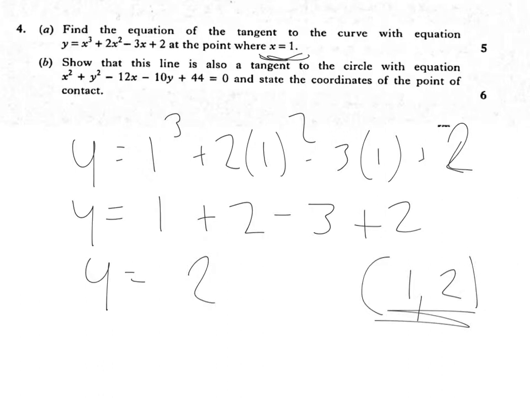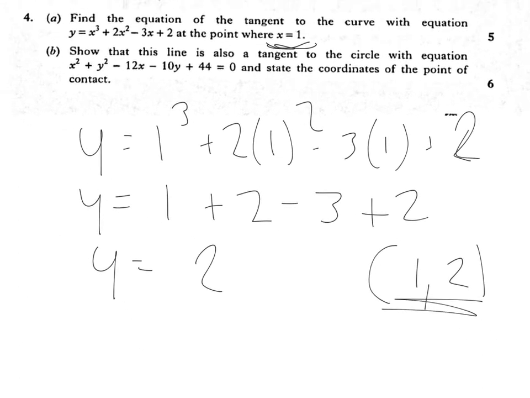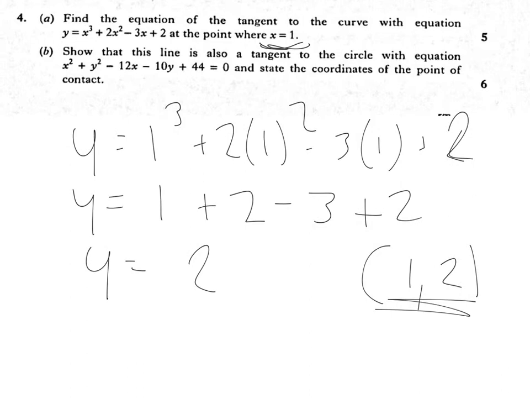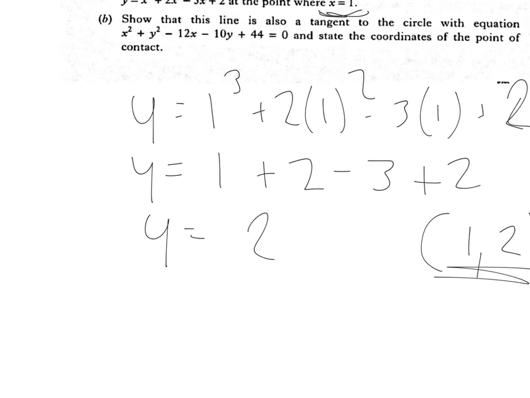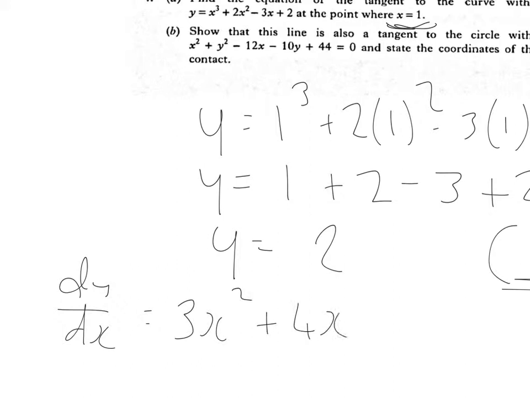Next thing I'm looking for is my gradient. Now in the context of this, to find the gradient, we're going to differentiate. Remember, when you're differentiating, you're finding the gradient, and we're looking at the gradient when x is equal to 1. So I'm going to differentiate the function, and that will be dy by dx is equal to 3x squared plus 4x minus 3. Remember, the constant disappears.